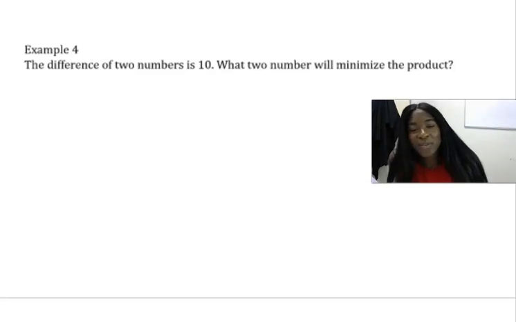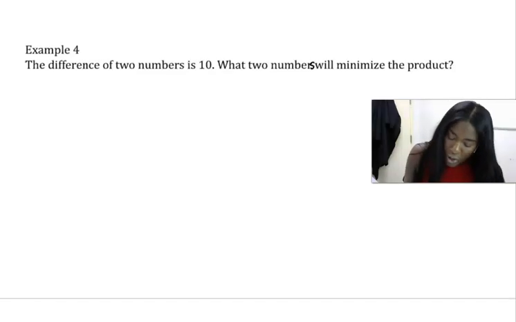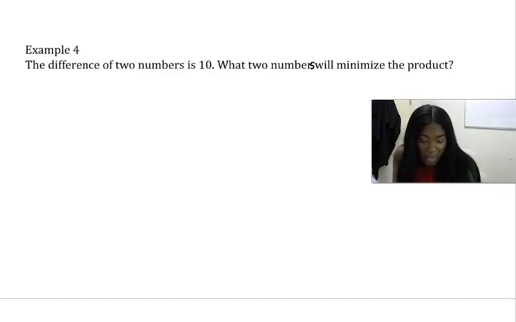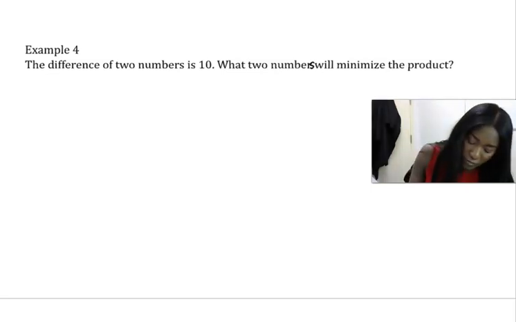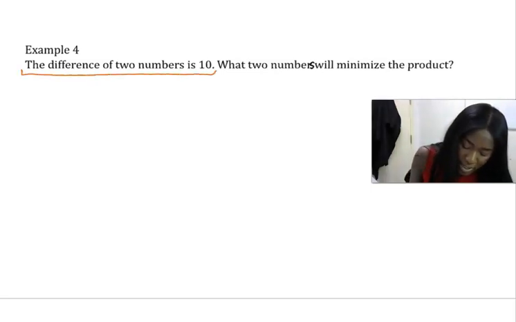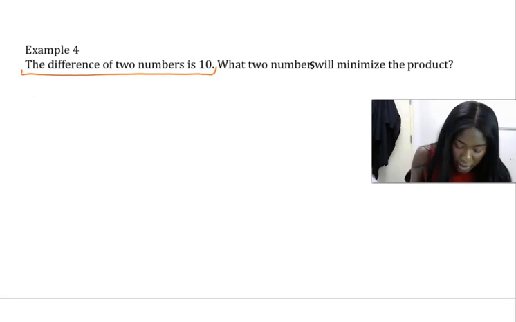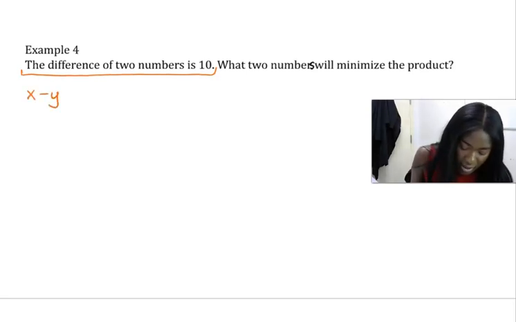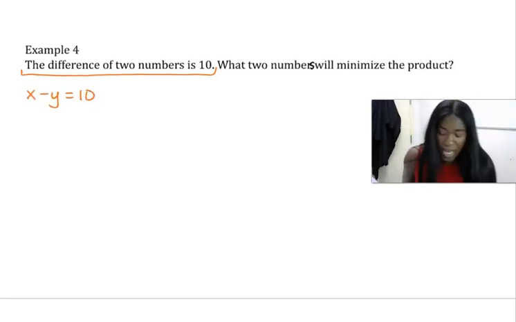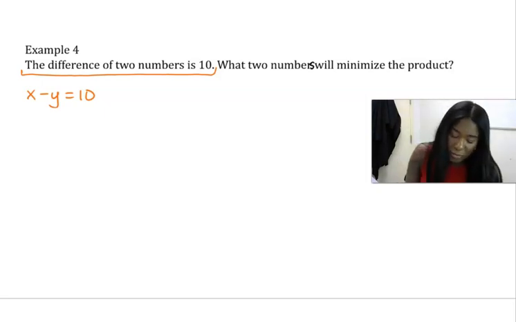On our last example here, we are told that the difference between two numbers is 10, and then we're asked what two numbers will minimize the product. So first, let's just write an equation for the difference between two numbers being 10. I'm going to call those two numbers x and y. So x minus y is equal to 10. Then they're asking us, what do x and y have to be in order to minimize the product?